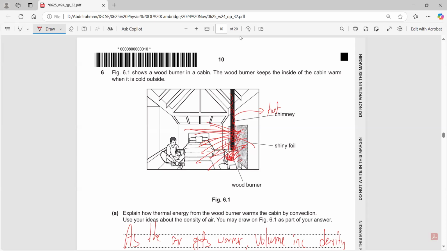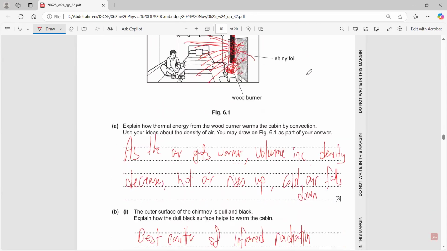Why? Because it would reflect most of the heat back into the room, while the chimney is painted dull black. Why dull black? Because dull black would be the best emitter, because it's hot, so it emits. Why is the shiny foil shiny? Because it reflects the infrared radiation. Okay.